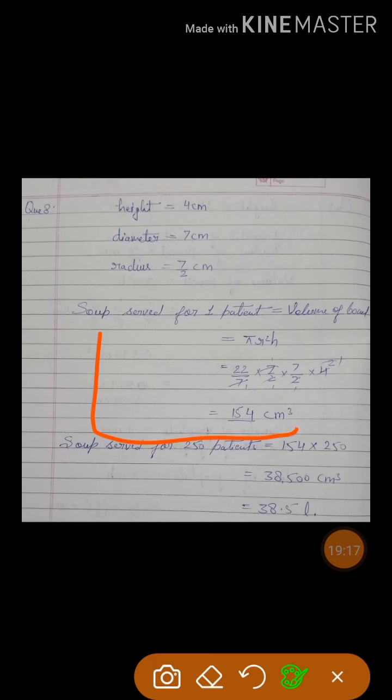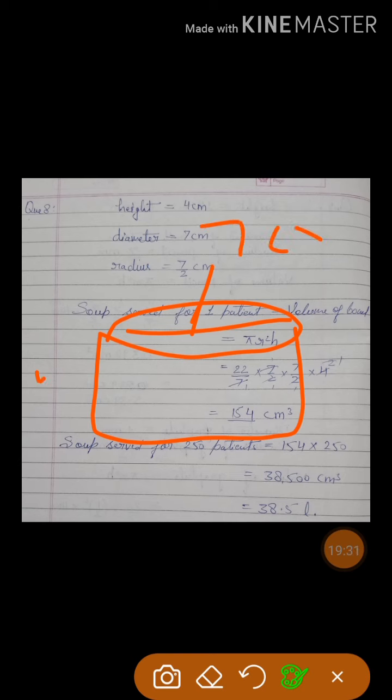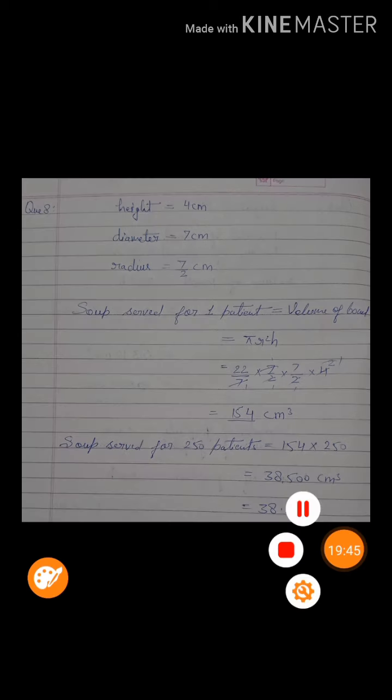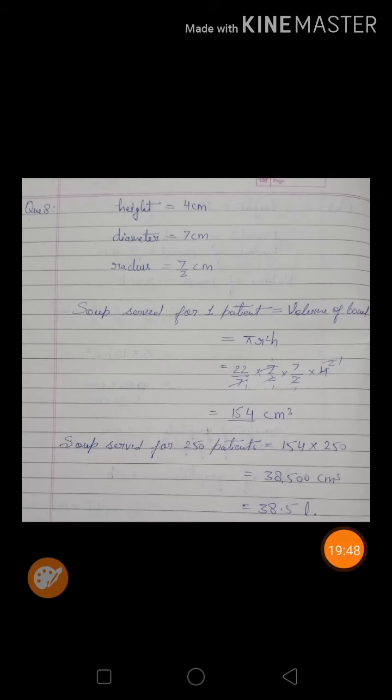Means this is the bowl, and its diameter is 7 centimeter, and the height is 4 centimeter. So firstly we shall put the values. Height is 4 centimeter, diameter is 7 centimeter, and we shall get the radius is 7/2 centimeter. So they are asking in this question, how much soup the hospital has to prepare daily to serve 250 patients. So firstly we shall find soup served for one patient.